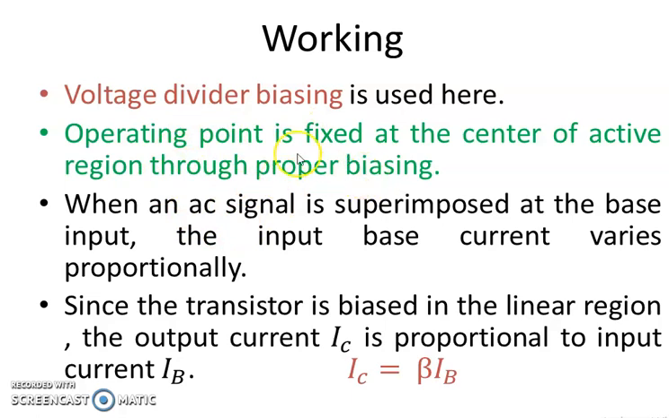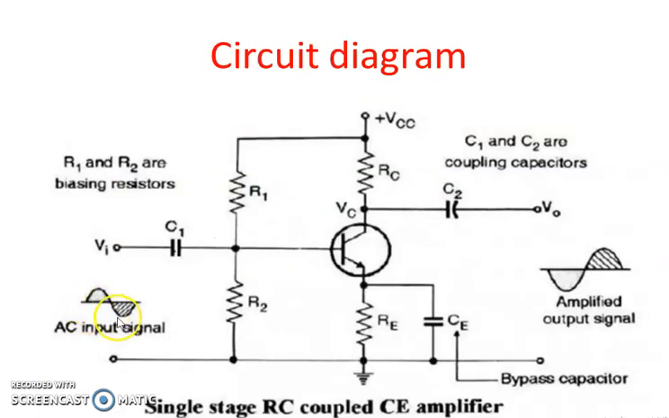After fixing the operating point, we superimpose an AC signal on the input of the CE amplifier. Here the base is the input terminal. So we are superimposing a weak AC signal on the input terminal, and the input base current will vary proportionally. This is the test input signal we are applying to the input side, and we will get an amplified output at the collector terminal.